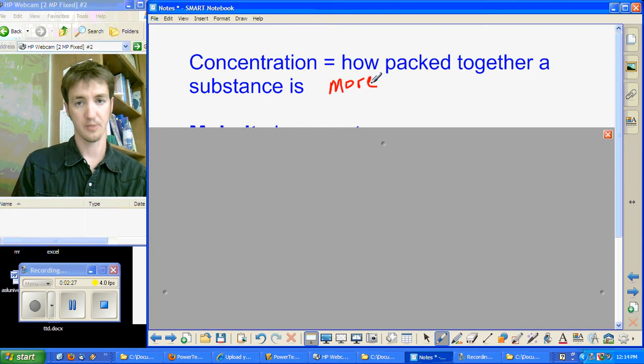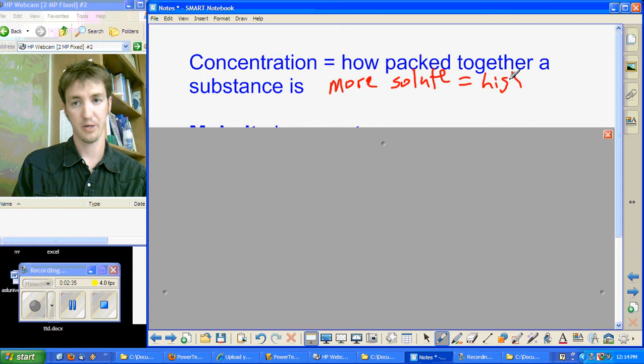More solute equals a high concentration. More volume of the solution equals a low concentration. And then the opposites are true. Less solute or low volume mean the opposite thing.